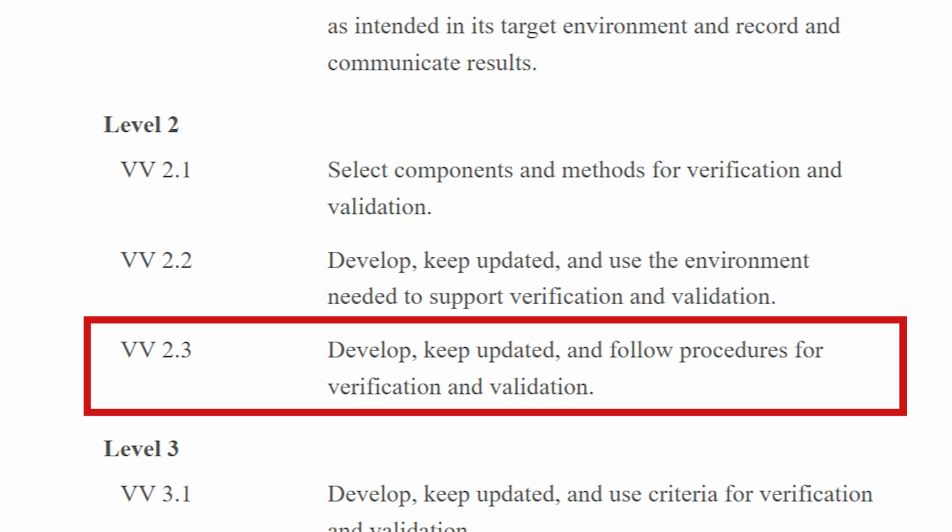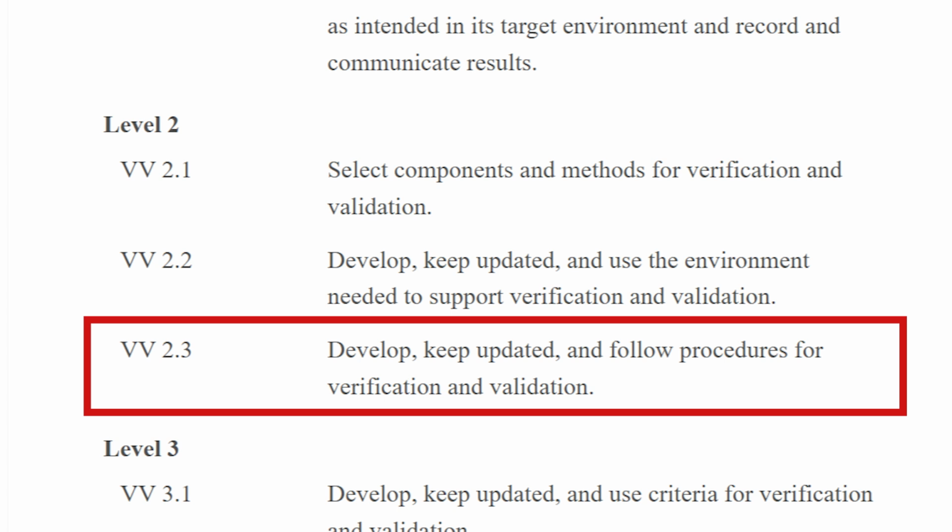VV 2.3 tells us to define procedures for verification and validation. In any form of test activity, replication of issues and predictability of results is extremely important. A test which will have different outcomes depending on when it is run or who runs it has very little value. If we identify a problem, we need to be able to replicate it to understand the problem and take the necessary steps to fix it.